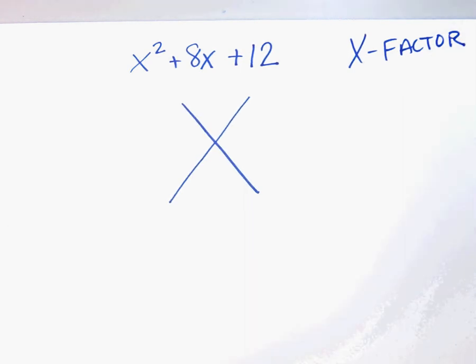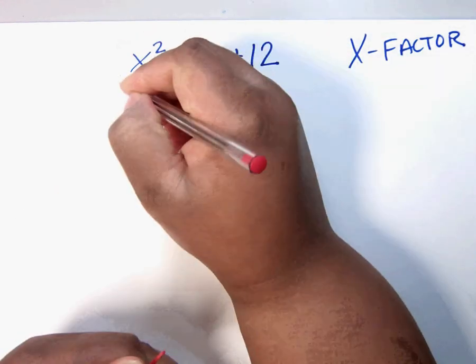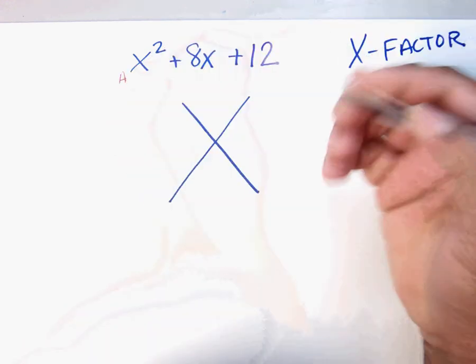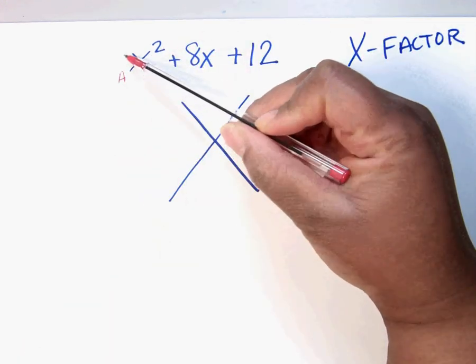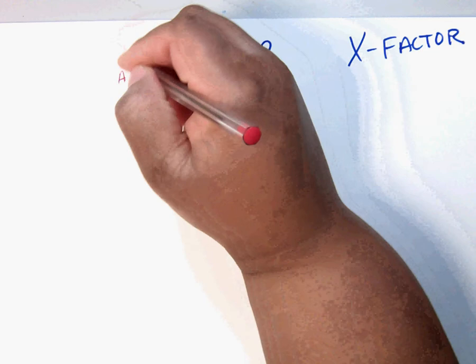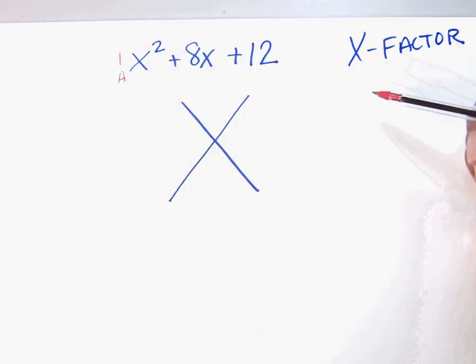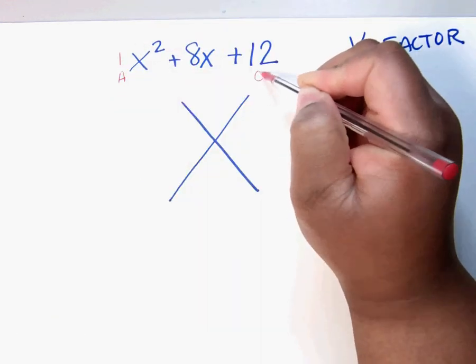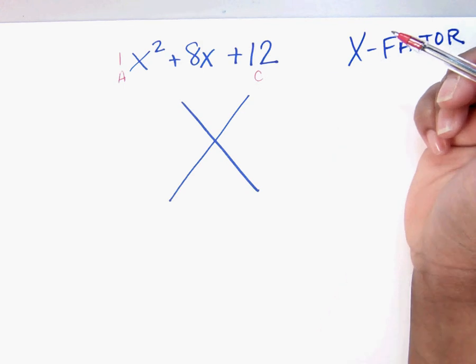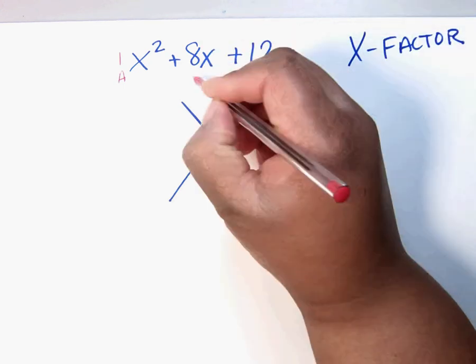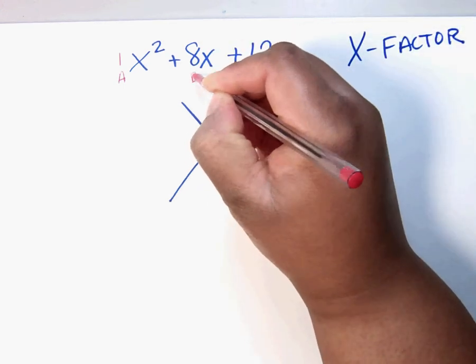Now, the first rule to using this X factor, I need to first tell you what A, B, and C are represented by in this problem. So this is going to be the A. The coefficient there is A. Who can tell me what number is here? 1. C is going to be 12. Does that make sense? Okay. B is going to be 8.